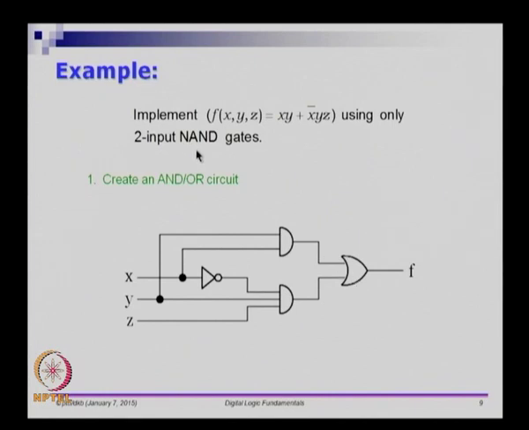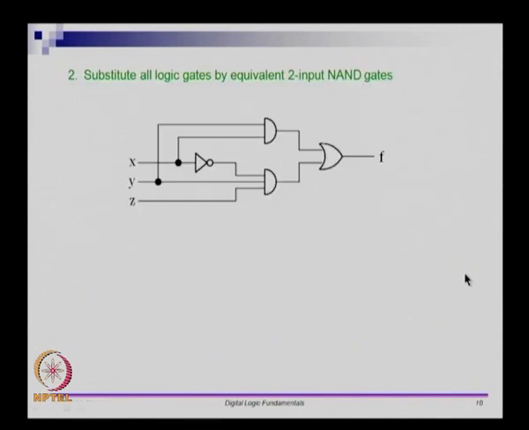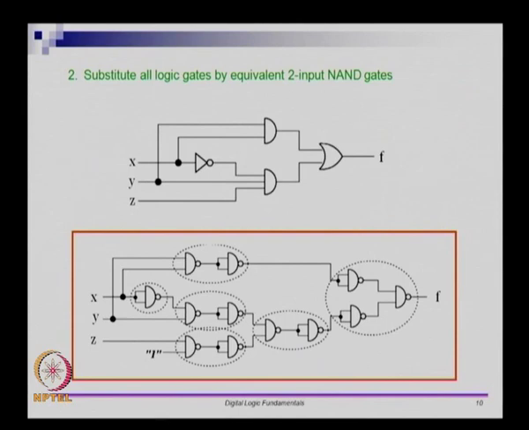But the question is asking you to implement this using NAND only, and not just any NAND, it is asking you to implement using only 2 input NAND gates. Let us see how to do something like this. So the first thing we are going to do is substitute all the logic gates by equivalent 2 input NAND gates. So if I take this circuit and substitute it with 2 input NAND gates, the circuit that you have in the bottom is what we will get.